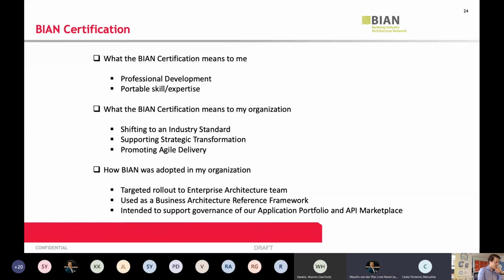So how was BIAN adopted in my organization? Like with Santander, it's been rolled out more within the enterprise architecture team. I guess it was done by design because we had a model that was more technology-based. We shifted to BIAN, which is more of a bridge between technology and the business. It's a business capability reference framework. We wanted to make sure that our architects understood the framework, so we wanted to roll it out first amongst ourselves. Having said that, there's a wealth of information about BIAN that individually you need to digest to really understand it, and there are different ways of going about it.